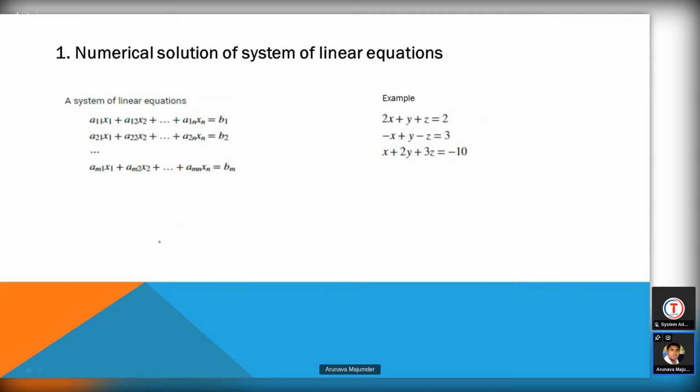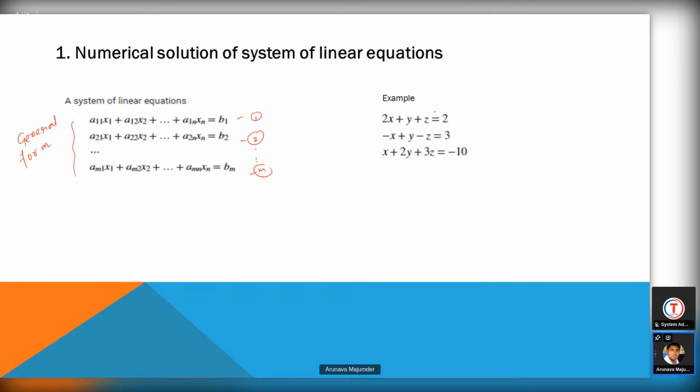Now here we can see the general form of a system of linear equations. Many linear equations are there: equation number 1, equation number 2, and so on, up to equation number m, so m linear equations. And how to solve them? We solve them by using numerical techniques. How can we solve this system of equations? This is what I'm going to teach you.